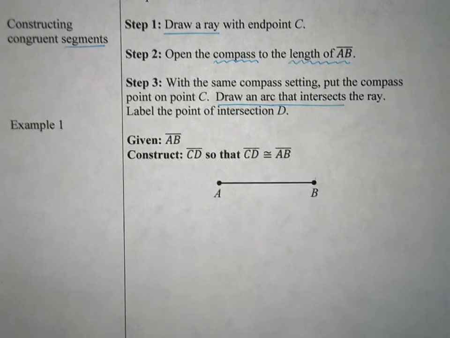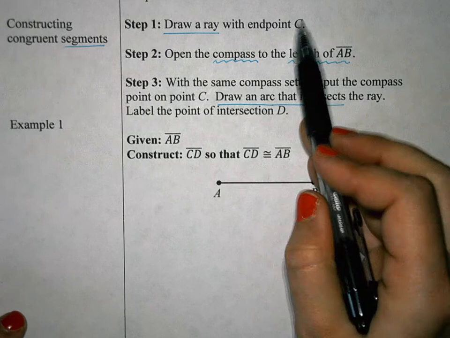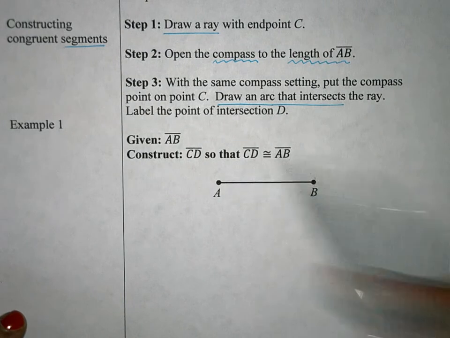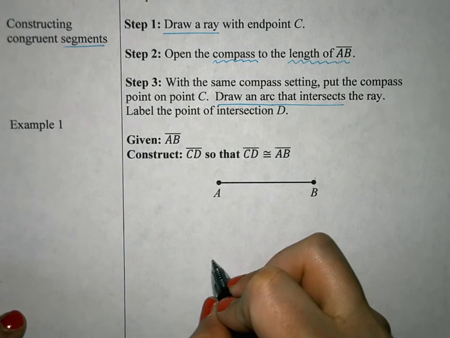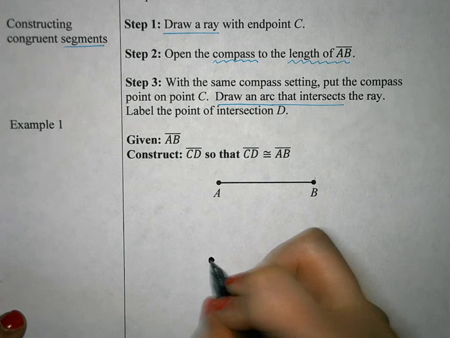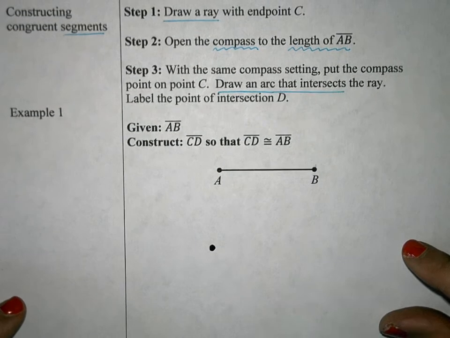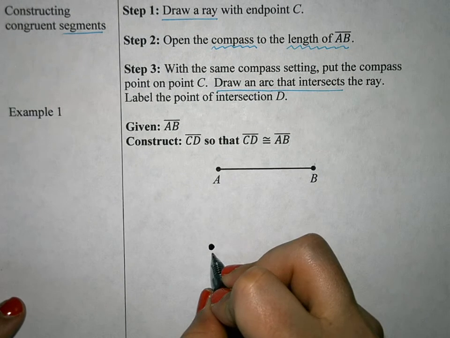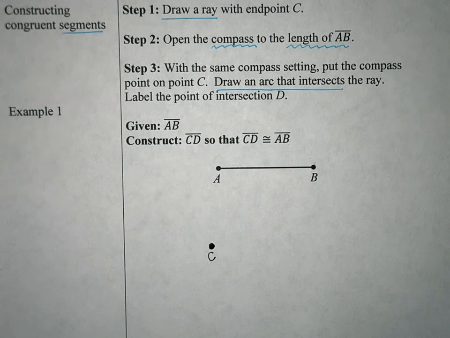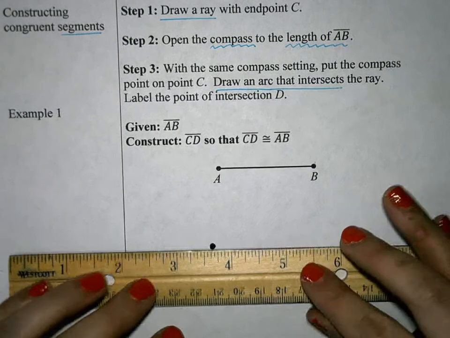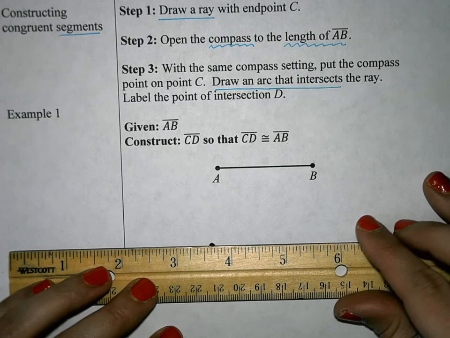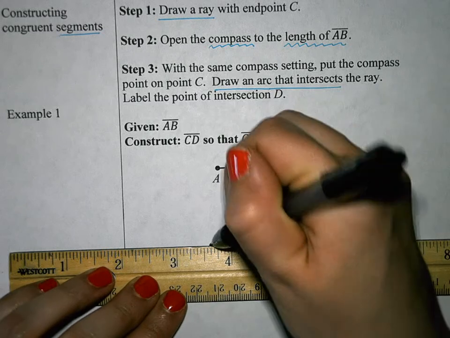So our first step was to draw a ray with endpoint C, and I call it C because they tell me the segment is to be named CD. So I'm going to draw a point. I'm going to label that point C, and then I'm going to use my straight edge to draw a ray. And the length of your ray does not matter.